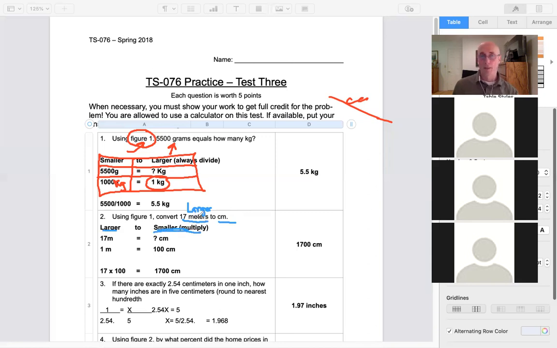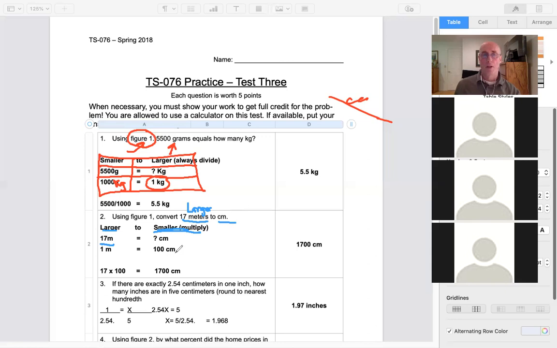But just by looking at meters to centimeters, we're going from the larger unit to the smaller one. You can literally write that out on your scratch paper. Then we can look at the chart. The question itself asks: is 17 meters how many centimeters? They want to know how many centimeters. We look at our figure 1 and it says that 1 meter is 100 centimeters.